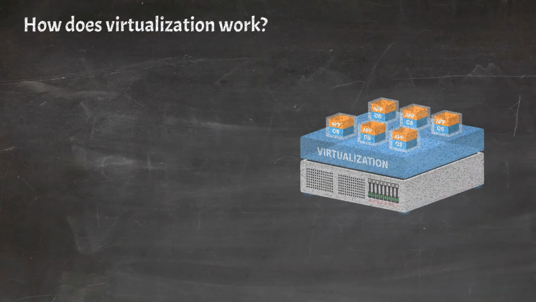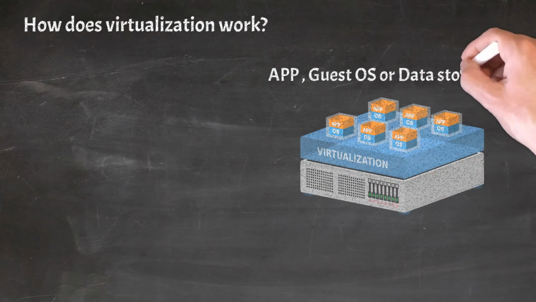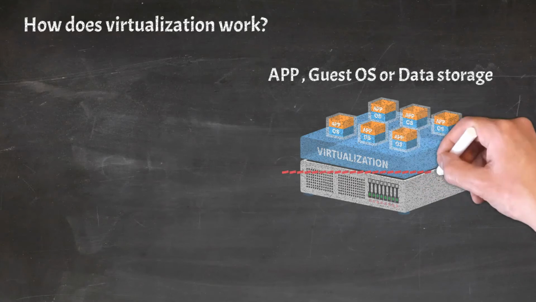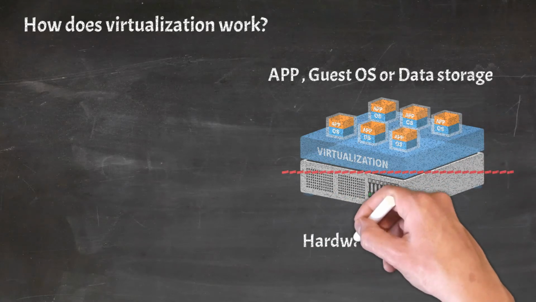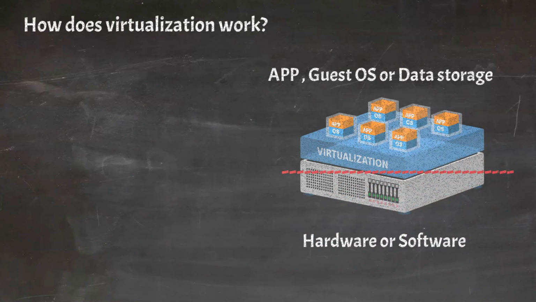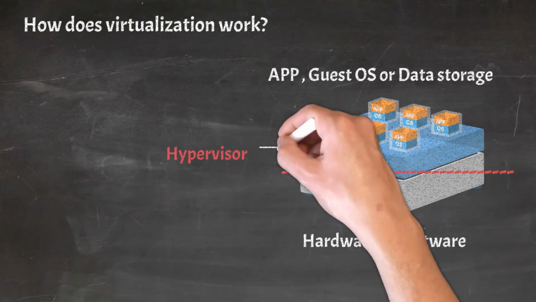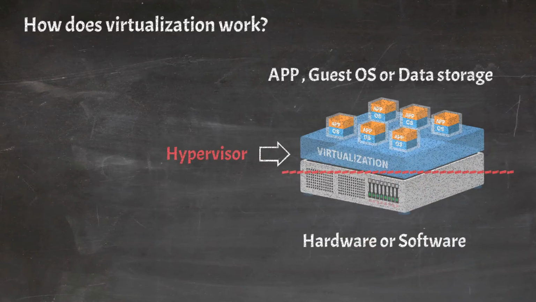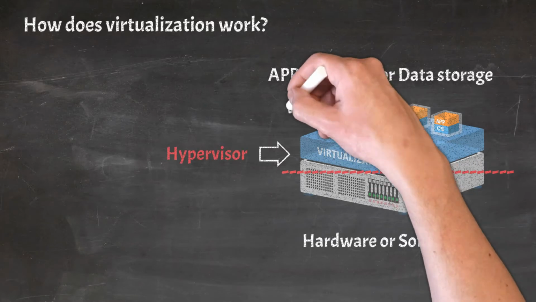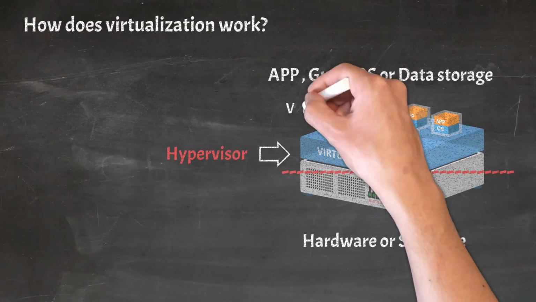Virtualization describes a technology in which an application, a guest OS, or data storage is separated from the underlying software or hardware. A thin software layer known as a hypervisor reproduces the functions and actions of the underlying hardware for the abstracted hardware or software, creating multiple virtual machines on a single physical system.